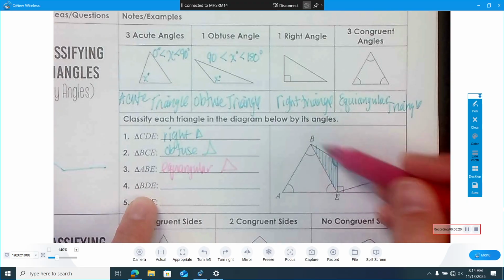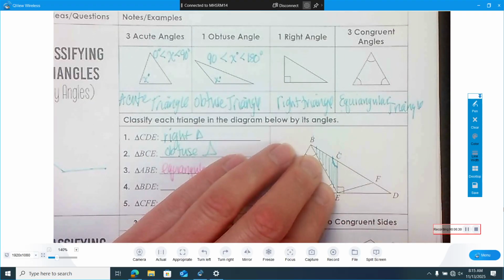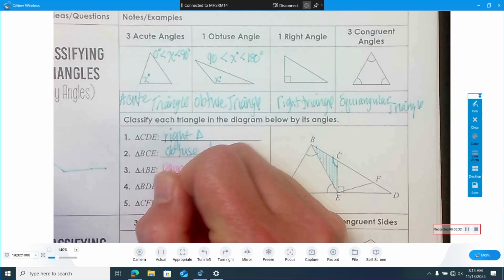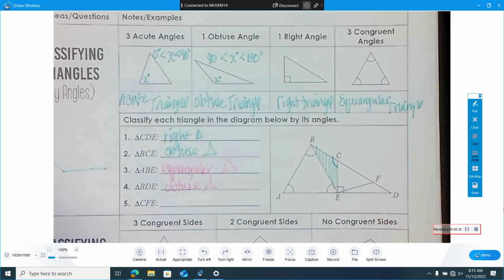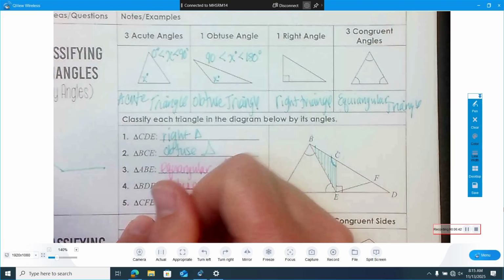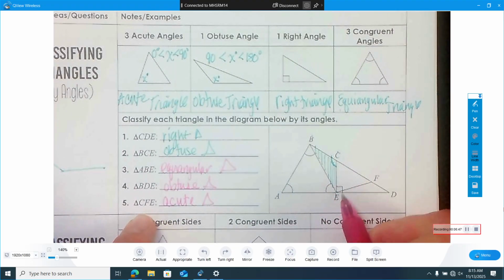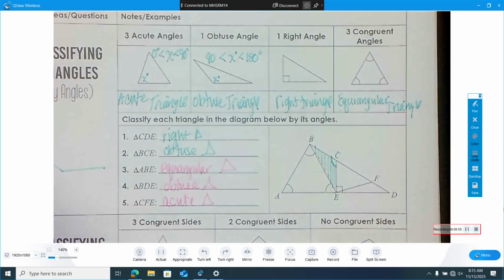All right. Triangle BDE, obtuse, very good. That one's kind of nice. You can tell it's definitely larger than 90 degrees because we have our 90-degree angle on one side and our triangle goes further than that. So definitely an obtuse triangle. And then CFE, acute, yep, acute triangle. We can clearly see that the angle CEF is less than 90 degrees. So that's really good.